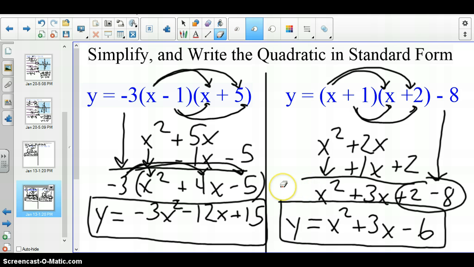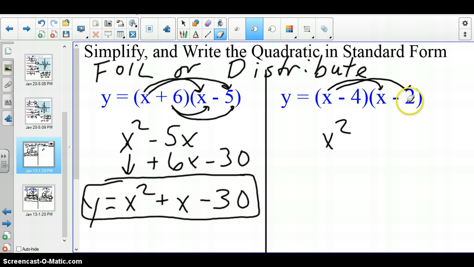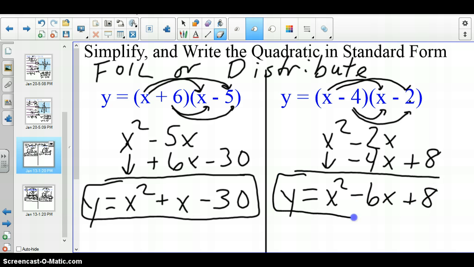Okay. I have about another minute. I'm going to go back up and finish the other problem here. So I'm going to change this over. So I'm going to distribute. X times x is x squared. X times negative 2 is negative 2x. Negative 4 times x is negative 4x. And negative 4 times negative 2 is positive 8. So bring down the x squared. So I have y equals x squared, combine our like terms, negative 6x plus 8. There is nothing in front of the parentheses or behind the parentheses that I needed to combine with it.